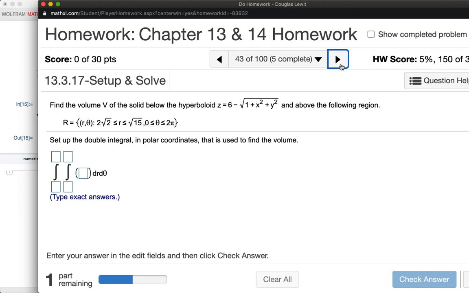Okay, let's try number 43. And then we're going to do a line integral. And then, guys, I think that's going to be it for this video because this video is going to start getting very, very long.